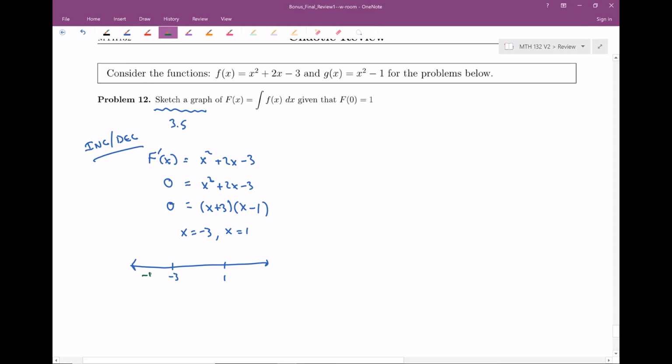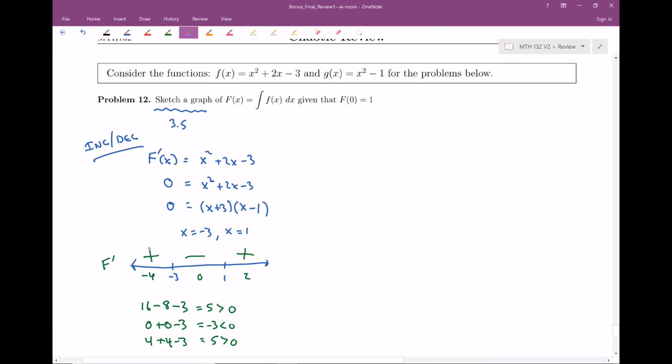Now we choose test points, for instance negative 4, 0, or 2. We plug them into our derivative, f prime, to figure out if that derivative is positive or negative, because that tells us about increasing or decreasing. If I plug in negative 4, I have 16 plus negative 4 times 2, which is negative 8, minus 3, so that's 5. It's greater than 0, so on this interval it's positive. If I plug in 0, I have 0 plus 0 minus 3, which is negative 3, certainly negative. If I plug in 2, I get 4 plus 4 minus 3, so 8 minus 3, that's 5, certainly greater than 0. So I have positive, negative, positive.